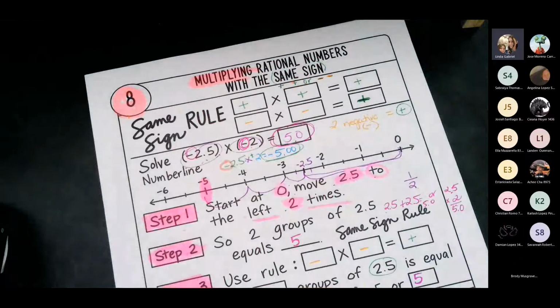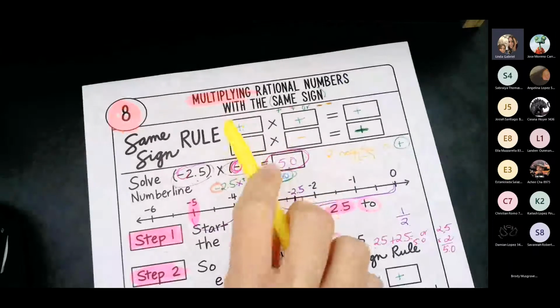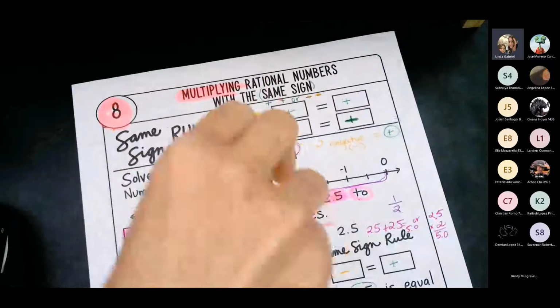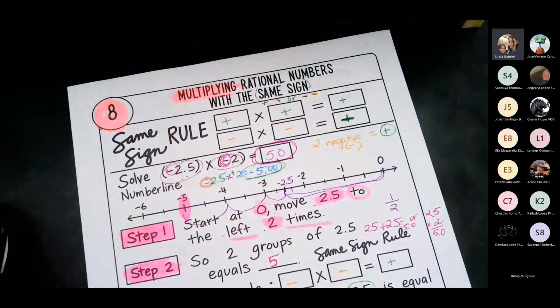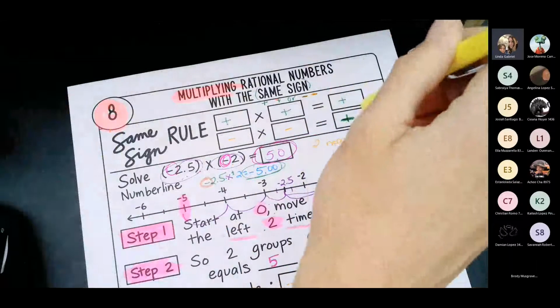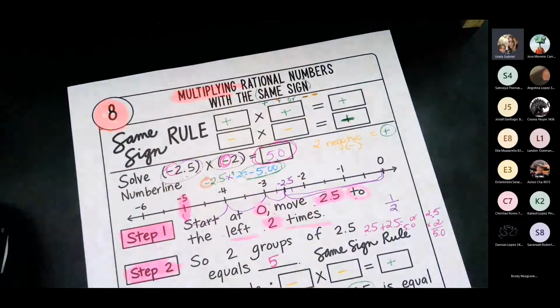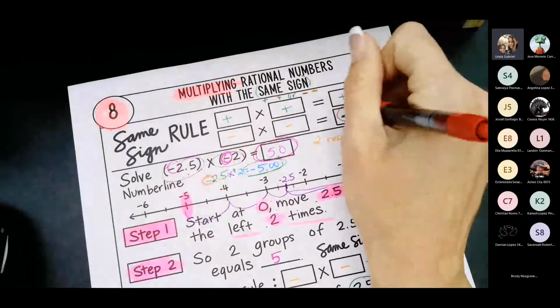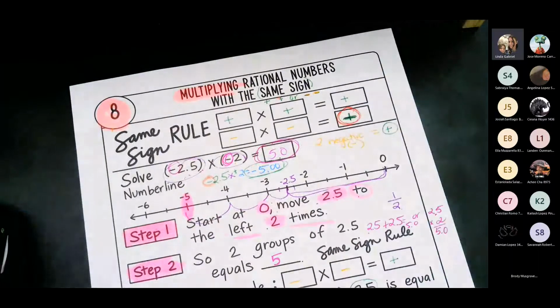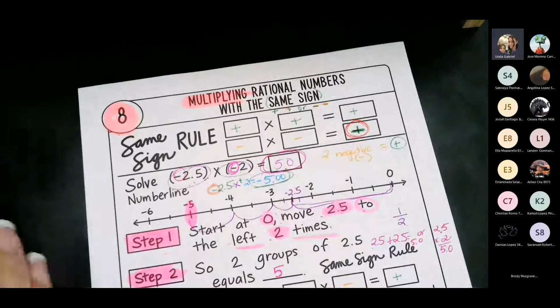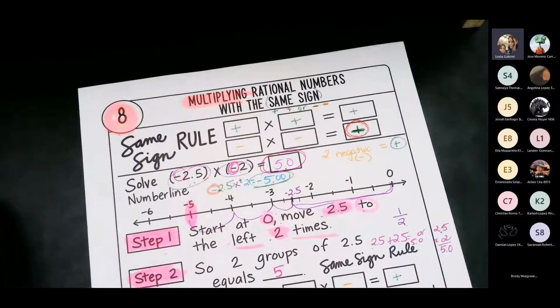And remember, we learned same sign is kind of tricky, right? Because when we have the same sign, that means that we have two positives, right? We multiply a positive number by a positive number, we will get a positive number. And then if we multiply a negative number by a negative number, we will get a positive number.